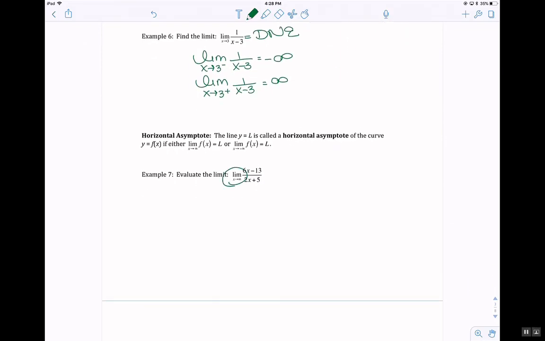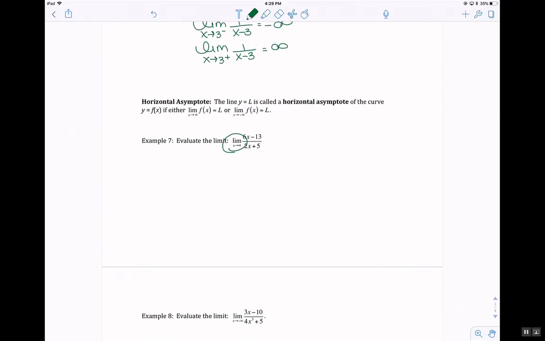If we have x approaching positive infinity or negative infinity, we call this the definition of a horizontal asymptote. So what we do is we take the ratio, take your highest exponent of x in the denominator and divide everybody by it.